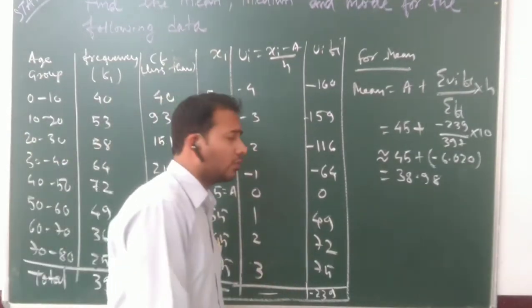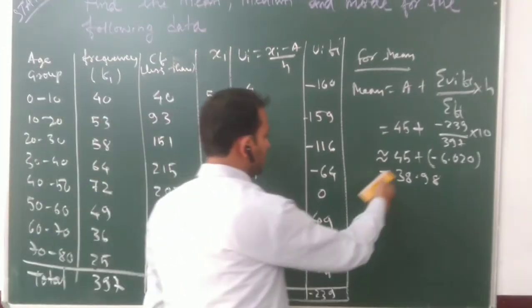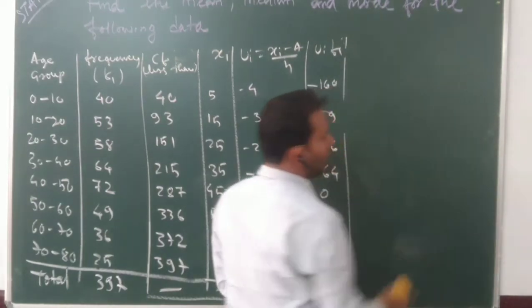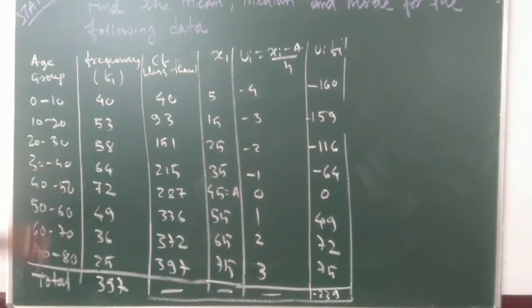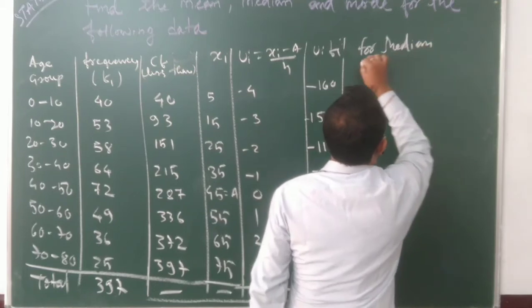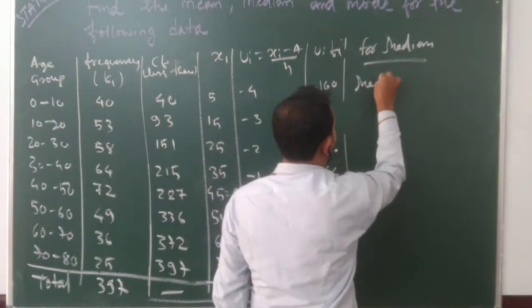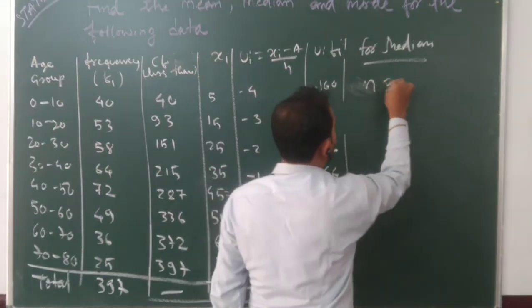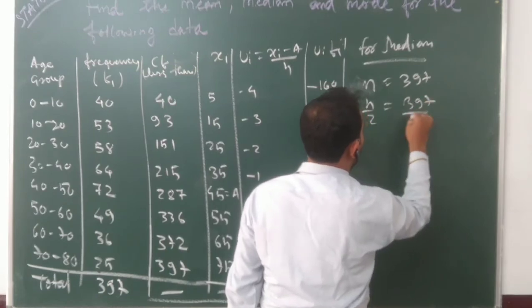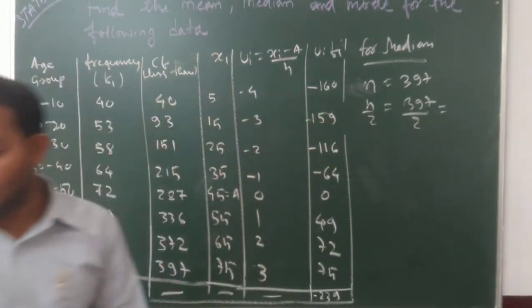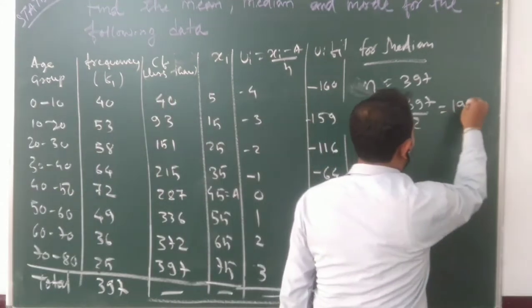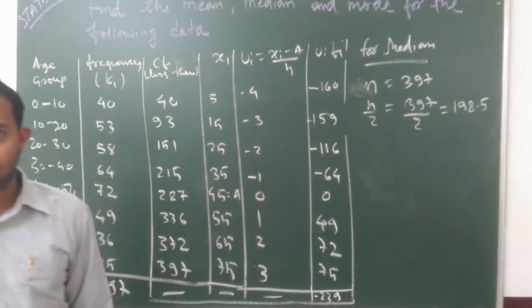Now next question, for your median. If you go for the median, keep this with you: 38.98. Next for median. For median, what we need? Median class. So before the median class we need n. N is what? 397. And n by 2 is what? 397 by 2. Break it in 1 by 1. How many? Let's see. 198.5. Okay. Let me write it.